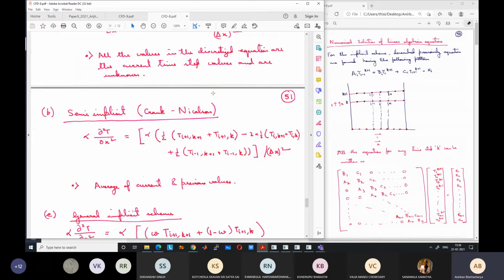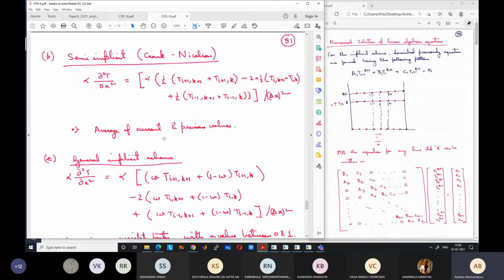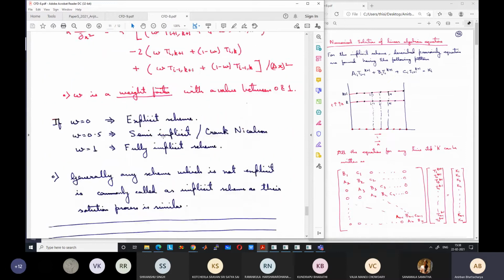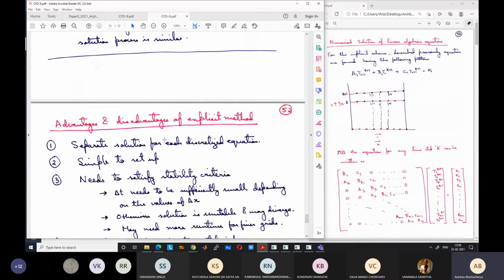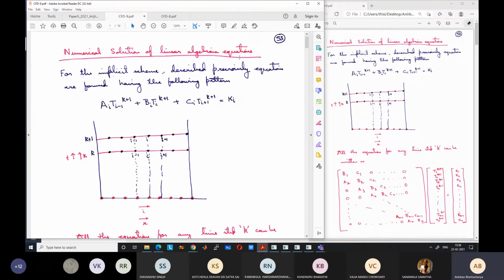In each equation, one unknown is dependent on two more unknowns. So you cannot solve them from one equation. You have to solve n equations and n unknowns together. So for implicit and semi-implicit methods, that is the case. And there are advantages and disadvantages of both methods that we have also seen. So today we will see how to actually solve these simultaneous algebraic equations.